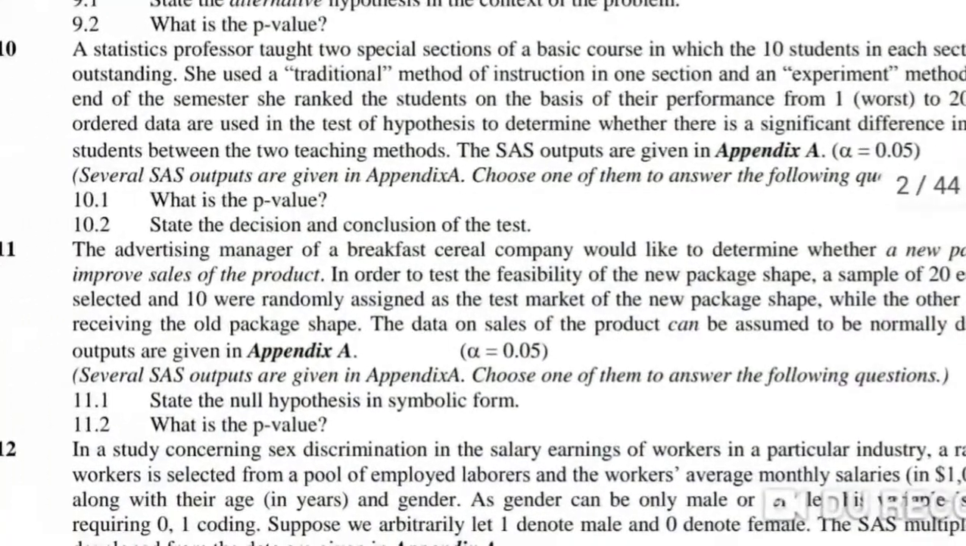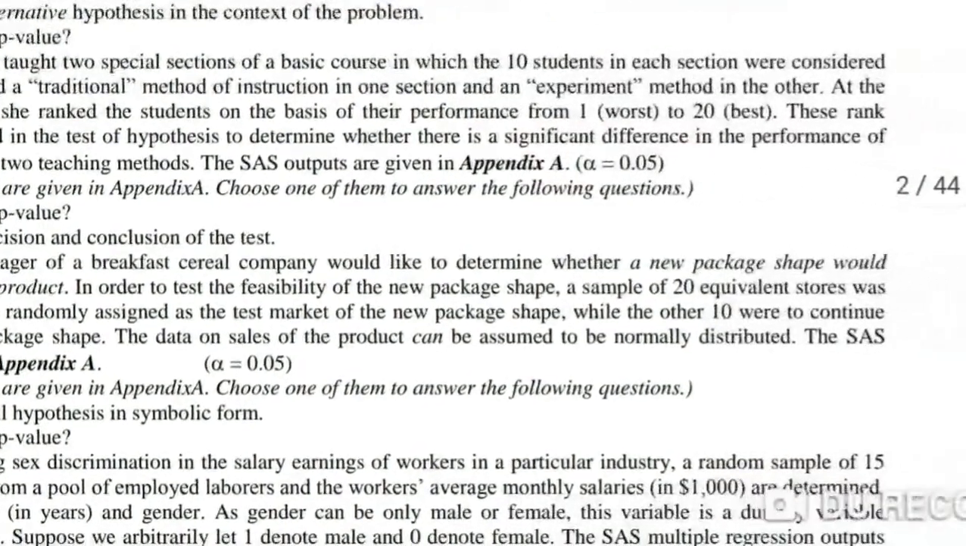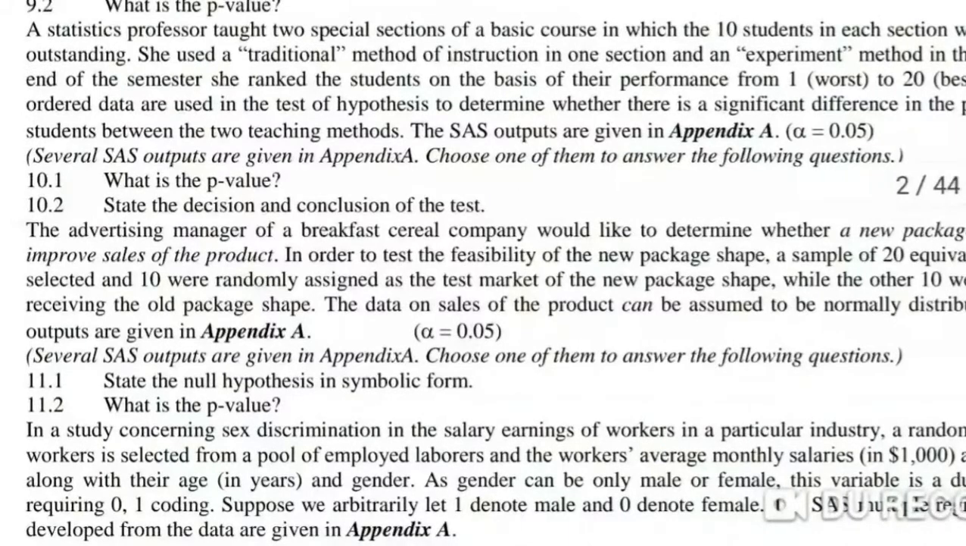These rank ordered data are used in the test of hypothesis to determine whether there is a significant difference, different or not, that is, different means HA, in the performance of students between the two teaching methods. To compare two teaching methods, the professor will compare two scores of two totally disjoint groups, independent samples. So this is to compare two means. Independent samples, you compare two means. And level of measurement is ordinal ranking.